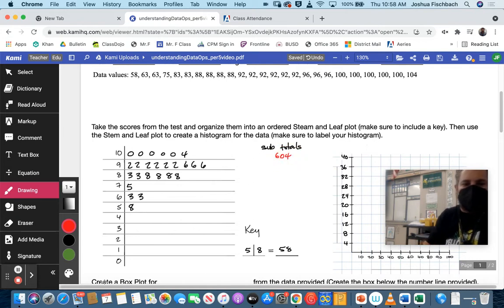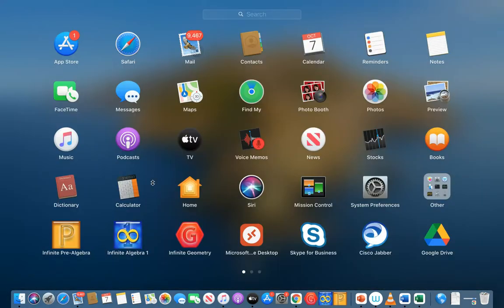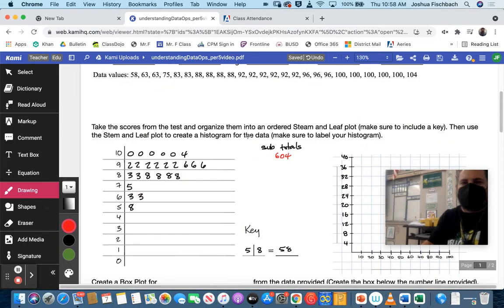Here, I've got to do it on a calculator because I don't want to do that all in my head. So I'm going to grab a calculator. Let's see if this pops up. Where's my calculator? Waiting for my calculator to show up. Come on, calculator.